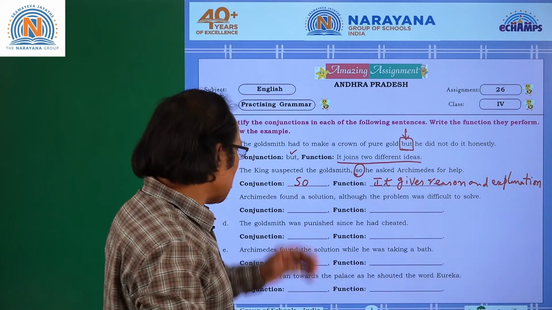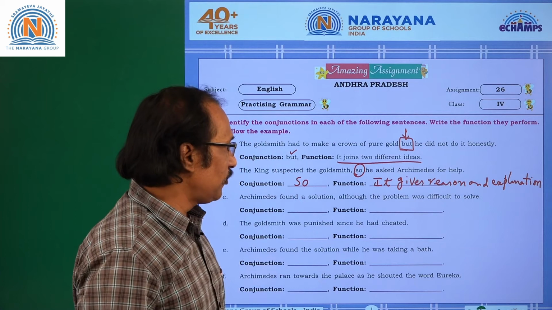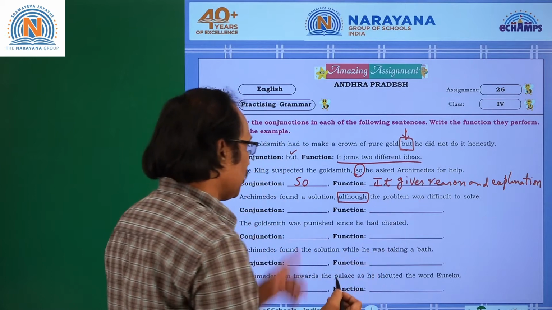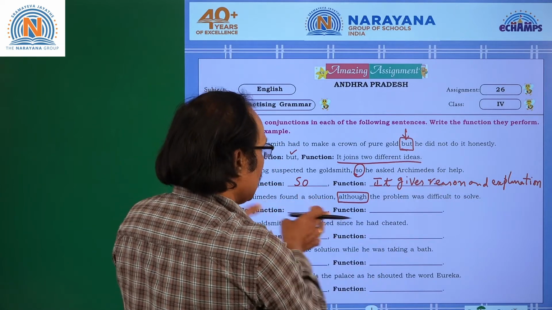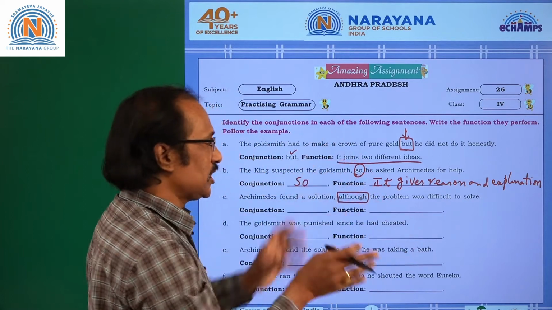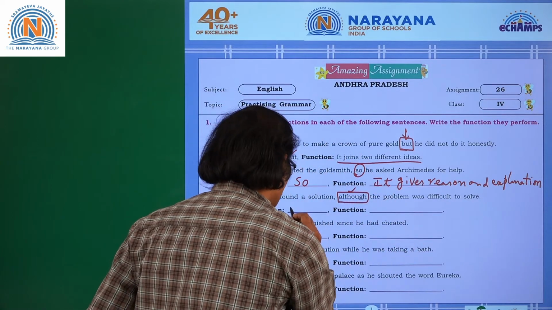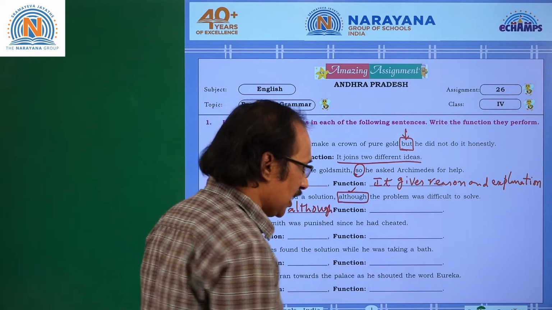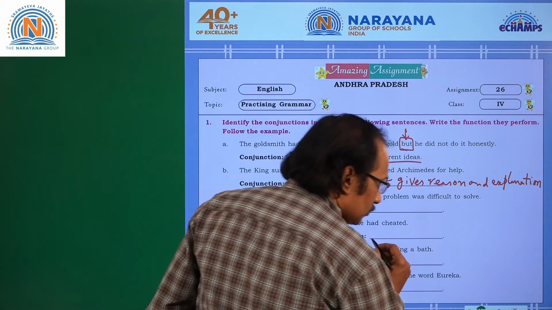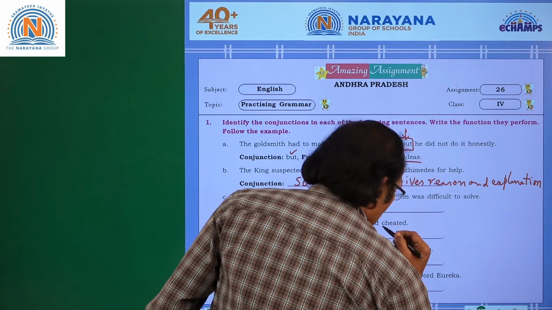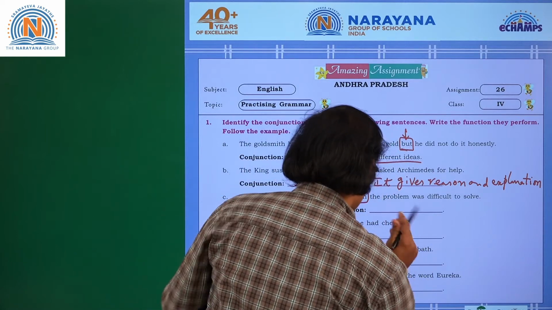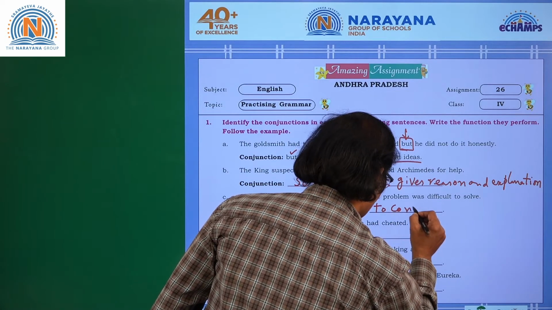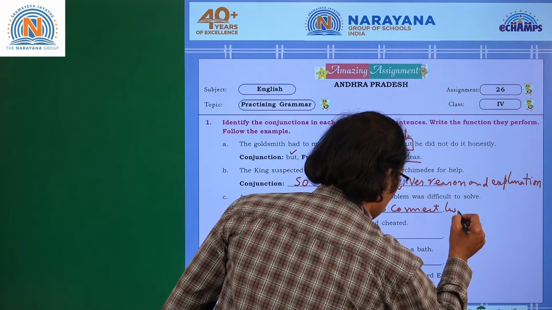Yes, next one. Archimedes found a solution, although the problem was difficult to solve. Right, you see, although is the conjunction that was used to combine Archimedes found a solution, the problem was difficult to solve. These two sentences were combined using the conjunction although. Its function here is to connect two different ideas.